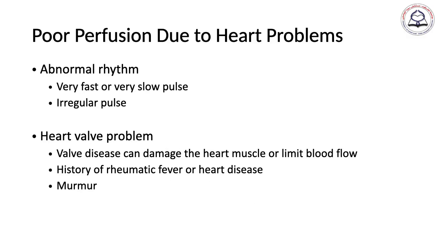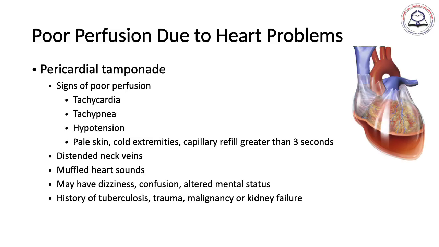Poor perfusion can also be related to other cardiac problems, abnormal rhythm, severe tachycardia or severe bradycardia plus irregular pulse. Heart problems like valvular disease can present with cardiogenic shock, especially acute valvular disease when it is damaged due to myocardial infarction, trauma, or endocarditis. Patient can have history of rheumatic fever, and you might hear murmur during examination, plus features of poor perfusion and shock.